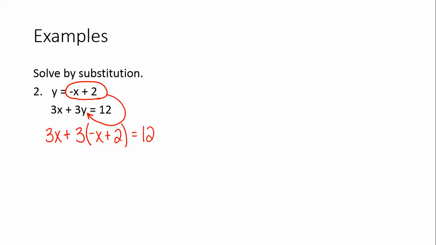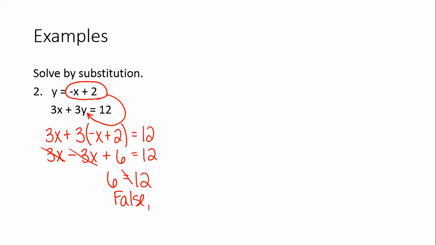And now I have an equation with one variable. 3 times a negative x is minus 3x, or negative 3x. You'll see here 3x minus 3x, those cancel, and I'm left with 6 equals 12. So this is one of our special cases. We don't see it as often, but when the variable eliminates, we need to look at what we're left with. 6 does not equal 12. Therefore, this is false. And we're talking about parallel lines. Parallel lines never intersect, so we say no solution.